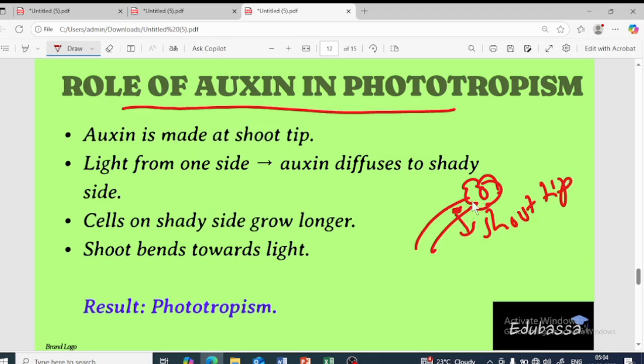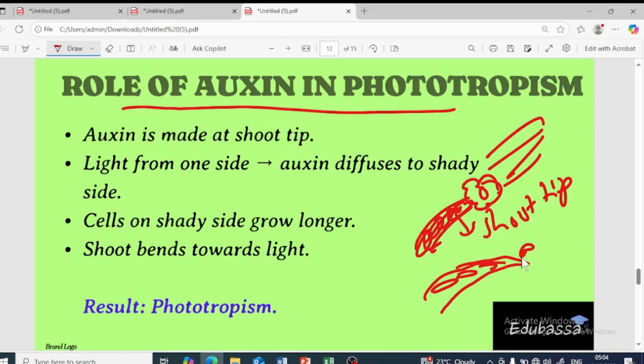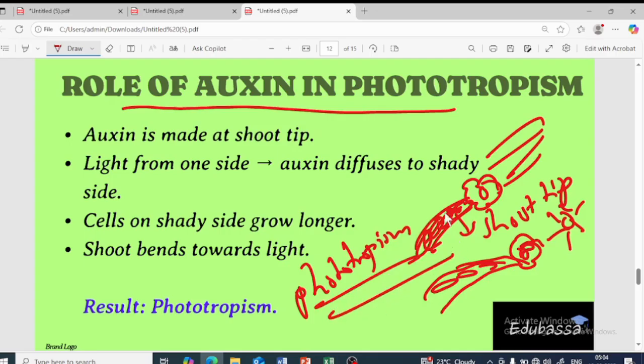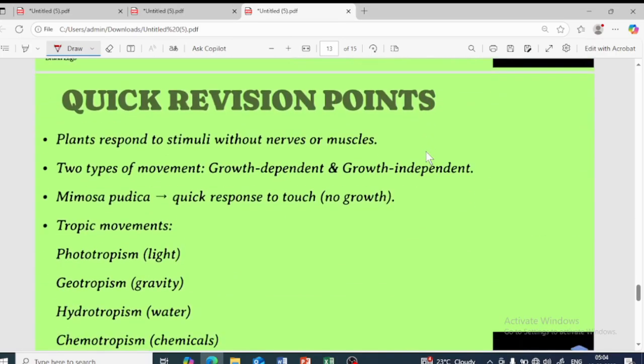Whenever light falls, auxin usually moves to the shady region. Wherever the light is not present, to that region it will move. Then it will elongate the cells there. As a result, because of the elongation, the shoot part of the plant will bend towards the sunlight. Hence it helps for which purpose? For the phototropism purpose. Clear? I hope it is clear. So that's about it. Quick revision points we will learn.